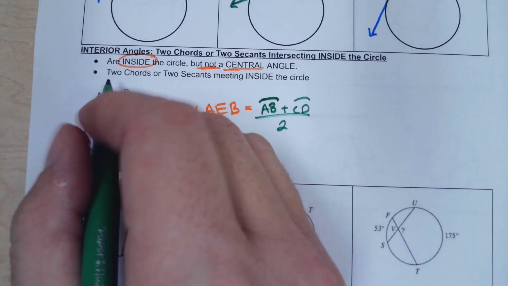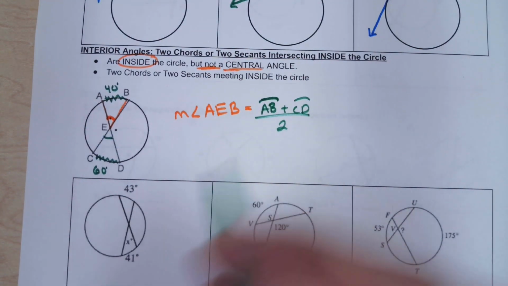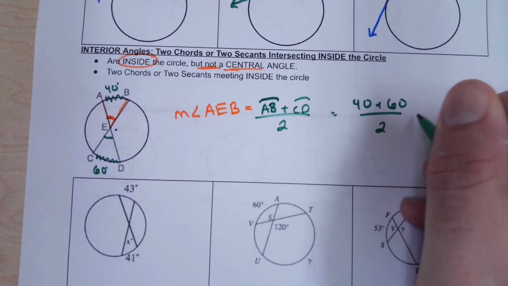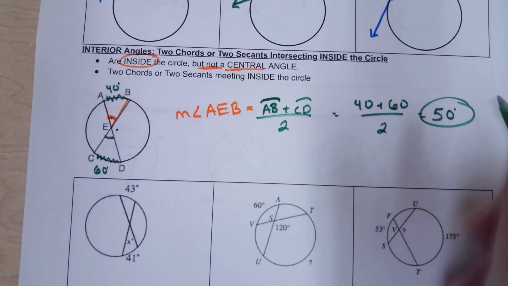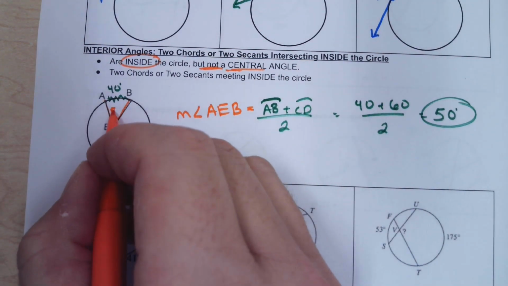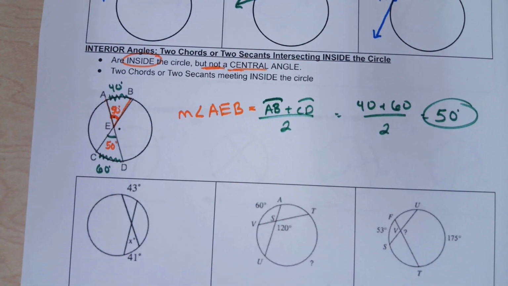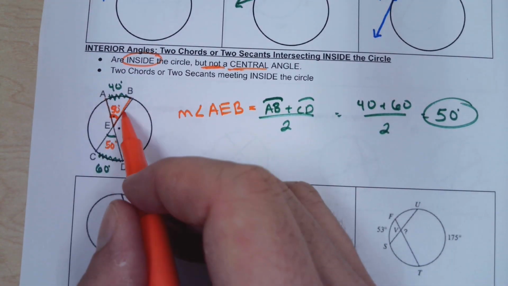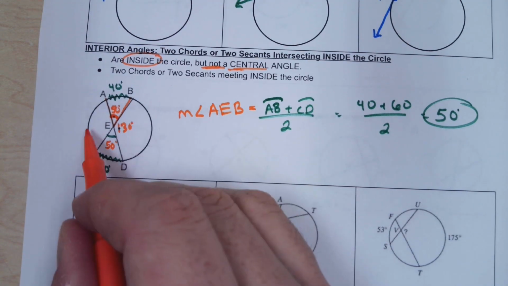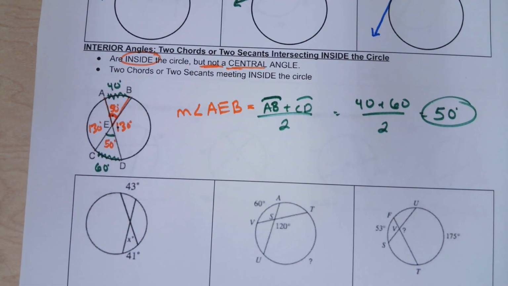These are vertical. So if this is 40 and this is 60, then we could say 40 plus 60 divided by 2 is equal to 50 degrees. So this would be 50 degrees here, and 50 degrees there. And if you remember, these two have to form a straight line, so this would be 130 and this would be 130. Alright, so let's give it a go.